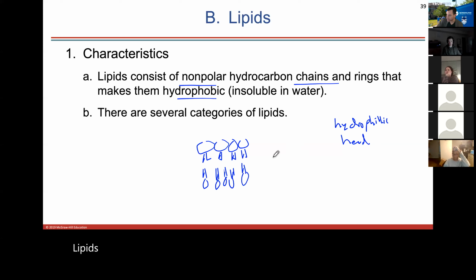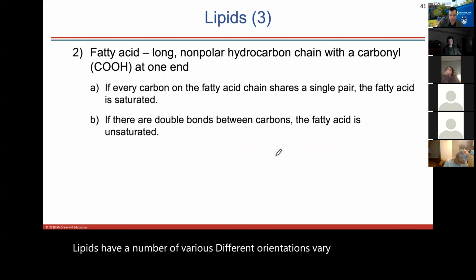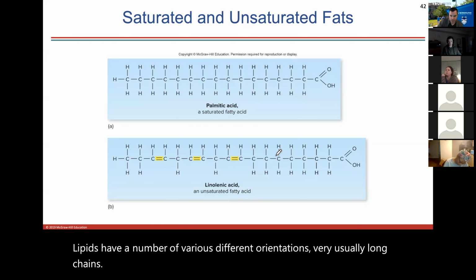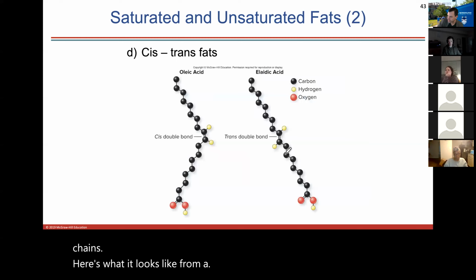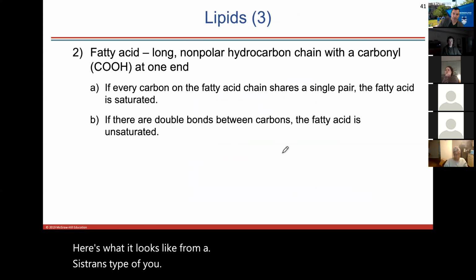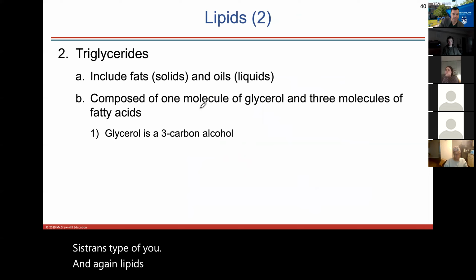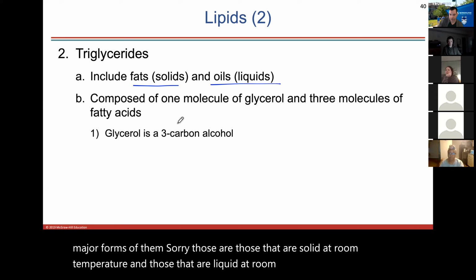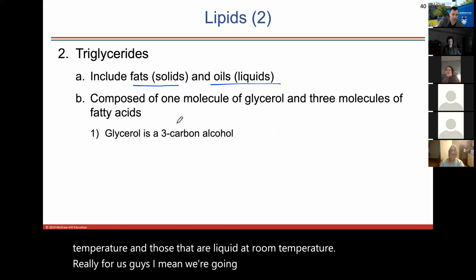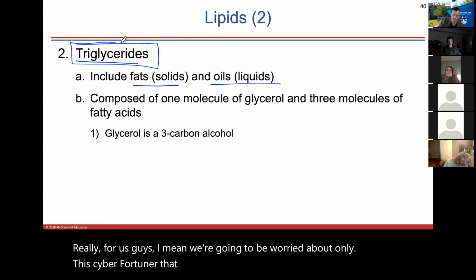Lipids have a number of various different orientations, usually long chains of hydrocarbons. Here's what it looks like from a cis-trans type of view. And again, lipids have two major forms. Those that are solid at room temperature and those that are liquid at room temperature. And really for us, we're going to be worried about only the triglycerides that make things.